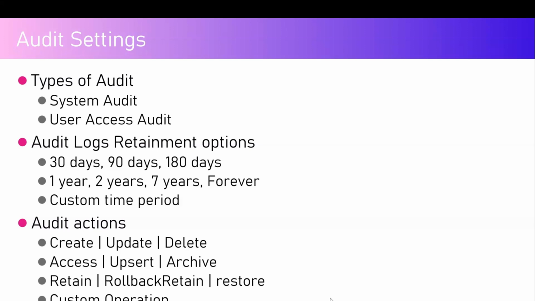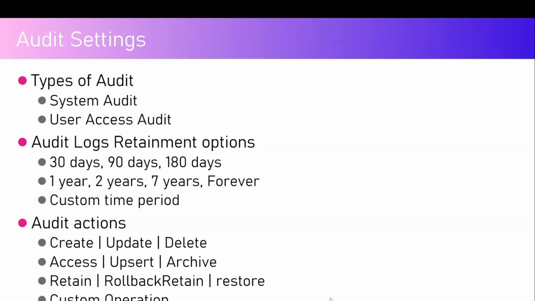User access audit will be predominantly revolving around which user has accessed the records. You can retain the audit logs. The audit log retainment options are 30 days, 90 days, 180 days. You can set it for 1, 2, 7 years, and you can set it for forever, or maybe you can pick a custom time period as well.